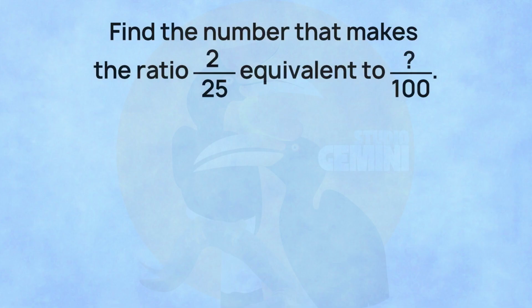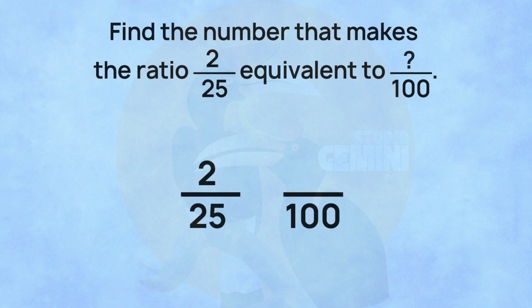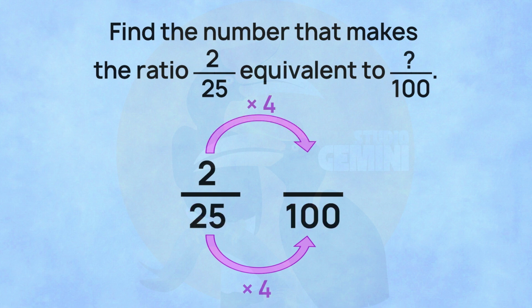For our last example, we are asked to find the missing number that makes the ratio 2 over 25 equivalent to blank over 100. While this ratio is presented like a fraction, we can follow the same steps to find our missing number. We can start by lining up our ratios next to one another. Next, since we know both denominators, we will compare. To get from 25 to 100, we multiply by 4. This means we will multiply our known number, 2, by 4 to get our missing numerator. When we do that multiplication, we get 8. This means our unknown ratio is 8 over 100, and the ratios 2 over 25 and 8 over 100 are equivalent.